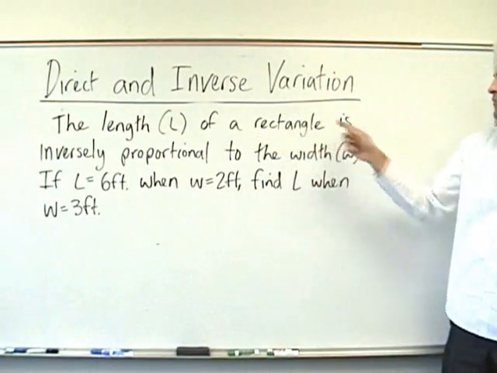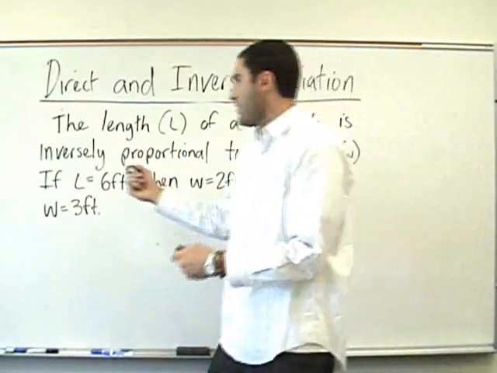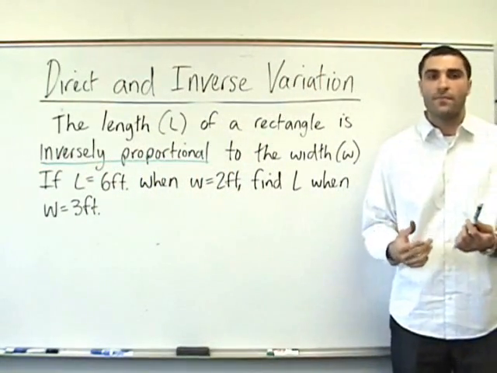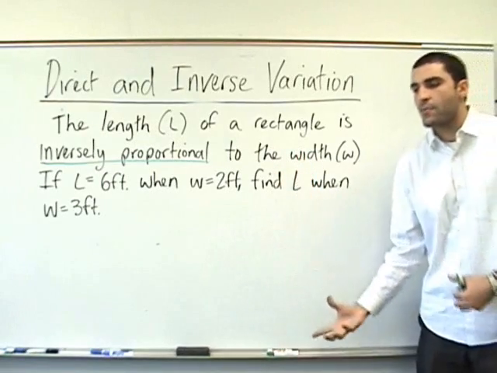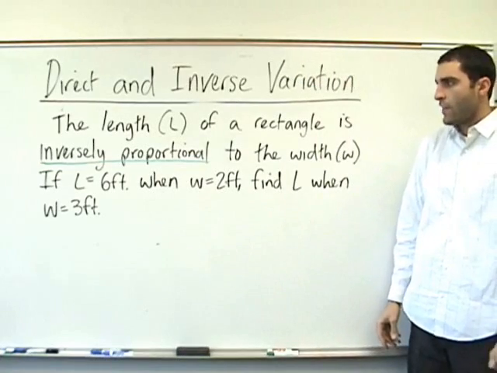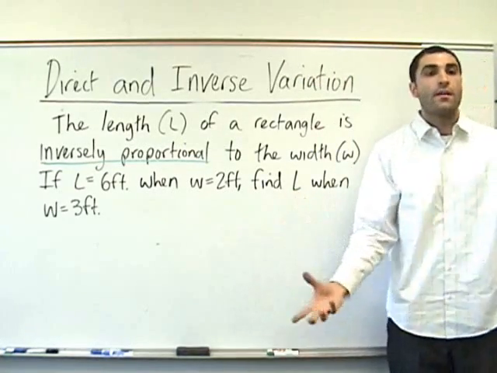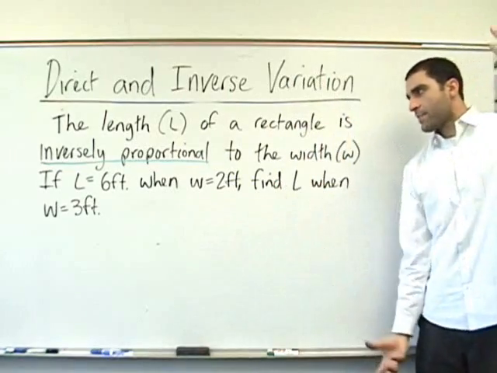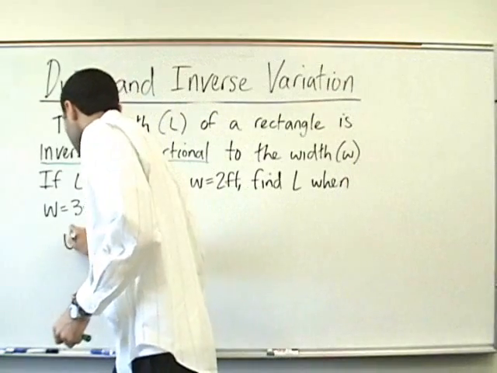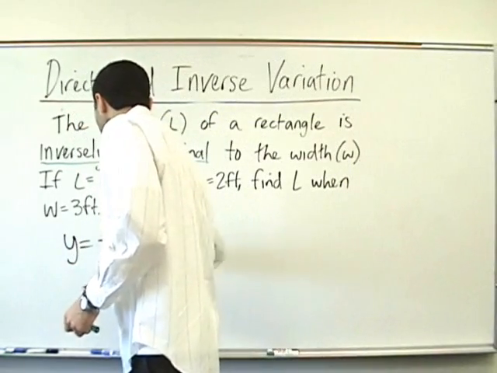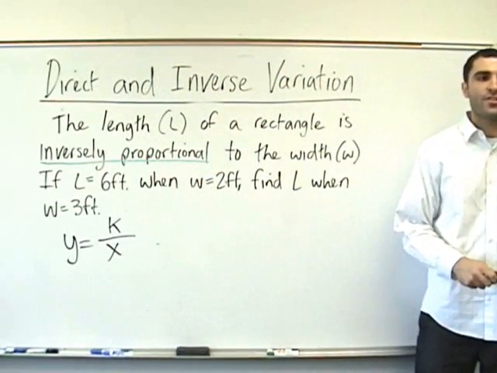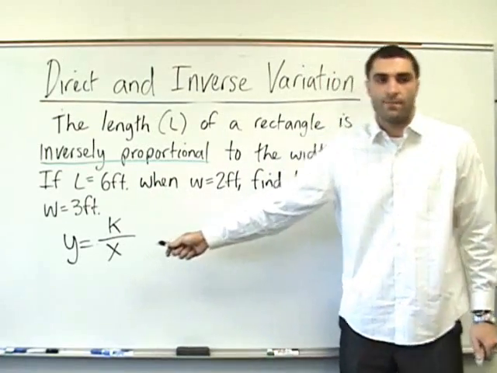The length L of a rectangle is inversely proportional to the width. New formula: inversely proportional means as one goes up, the other goes down. With direct variation, both went up or both went down. This one's opposite. The formula is Y equals K over X.